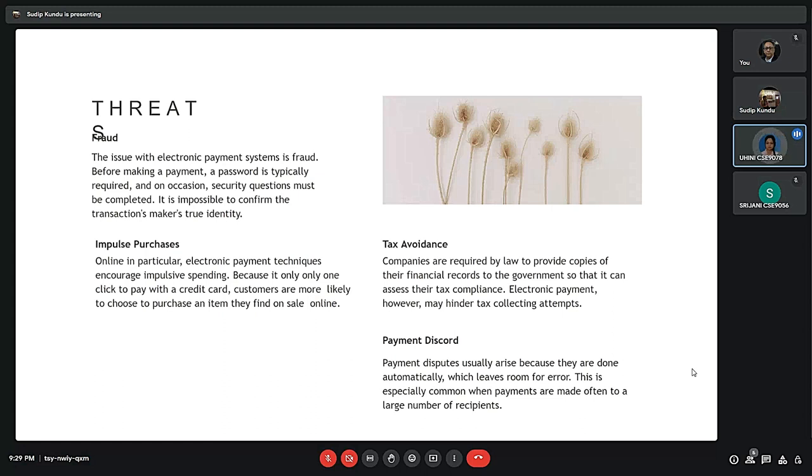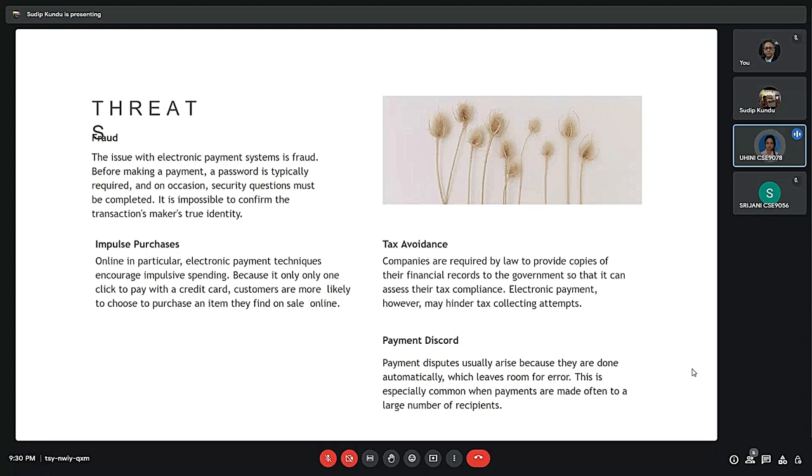Before making any payment, a password is typically needed to make that transaction happen. But some bad guys have figured out a way to get that password or any PIN that we have created ourselves to make that fraud happen. That's why various protections have been provided to prevent this fraud.